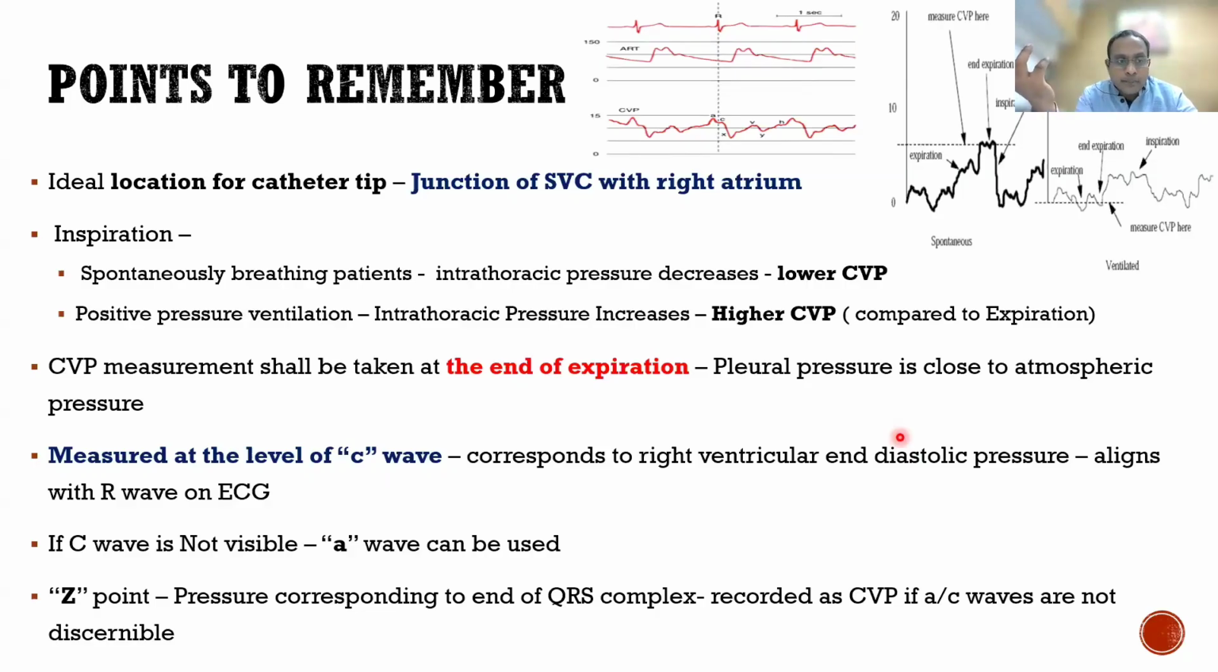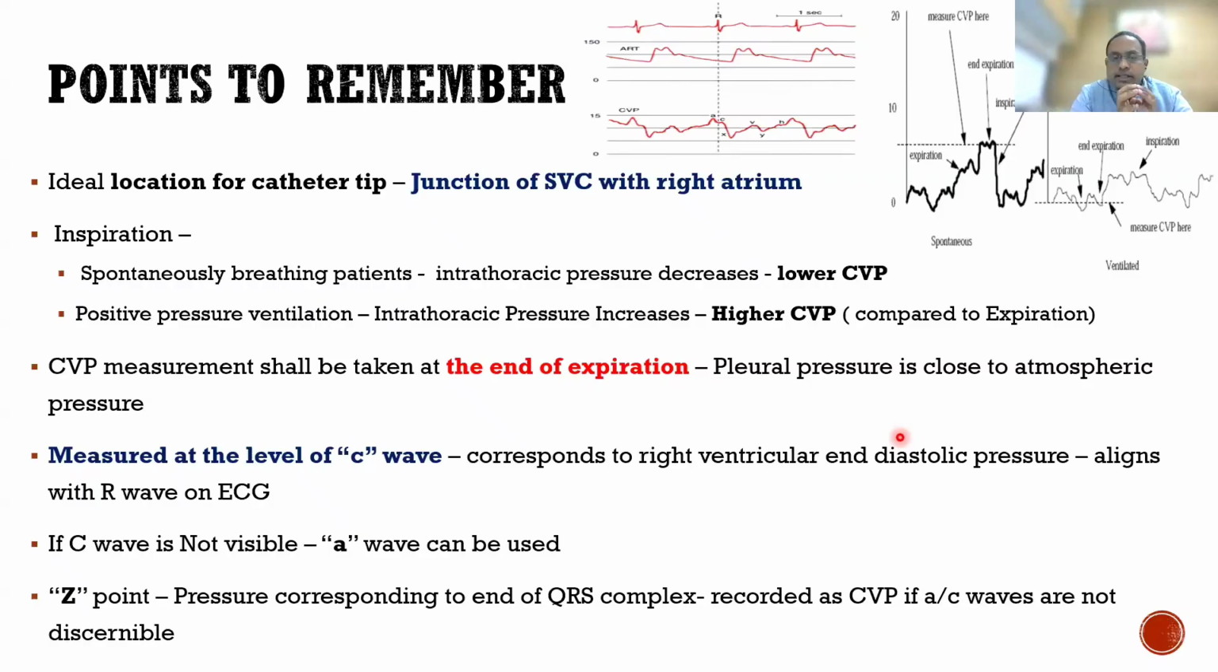So when do we measure it? CVP should be measured at the end of expiration, because at that point pleural pressure is close to atmospheric pressure. That is the ideal point where, even during spontaneous or positive pressure ventilation, we can measure a CVP. Where, on the waveform, do we measure the CVP, since it has A wave, C wave, V wave, X descent, Y descent? It should be measured at the level of the C wave. Why? Because it corresponds to right ventricular end-diastolic pressure and aligns with the R wave on ECG.